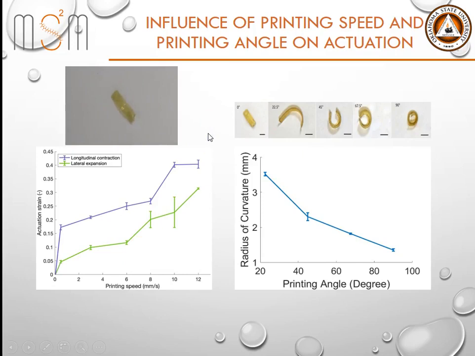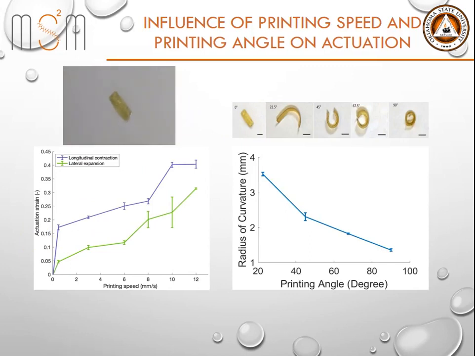We measured the influence of two printing parameters, printing speed and printing angle, on the actuation of 4D printed LCEs. How the actuation happens is shown in the GIF image on the left. The graph on the left shows that the actuation strain increases with the increase in printing speed. The alignment of mesogens is higher at higher printing speeds, which leads to a higher actuation strain.